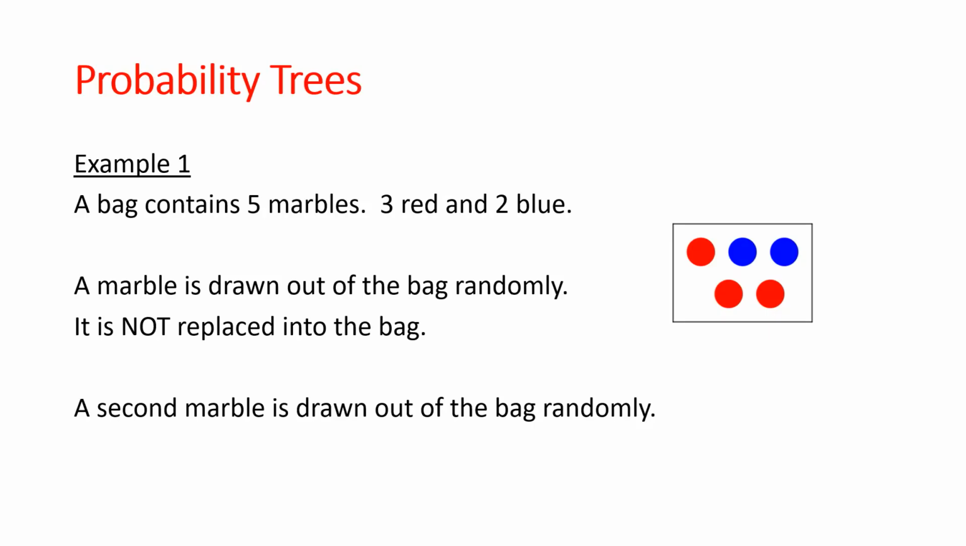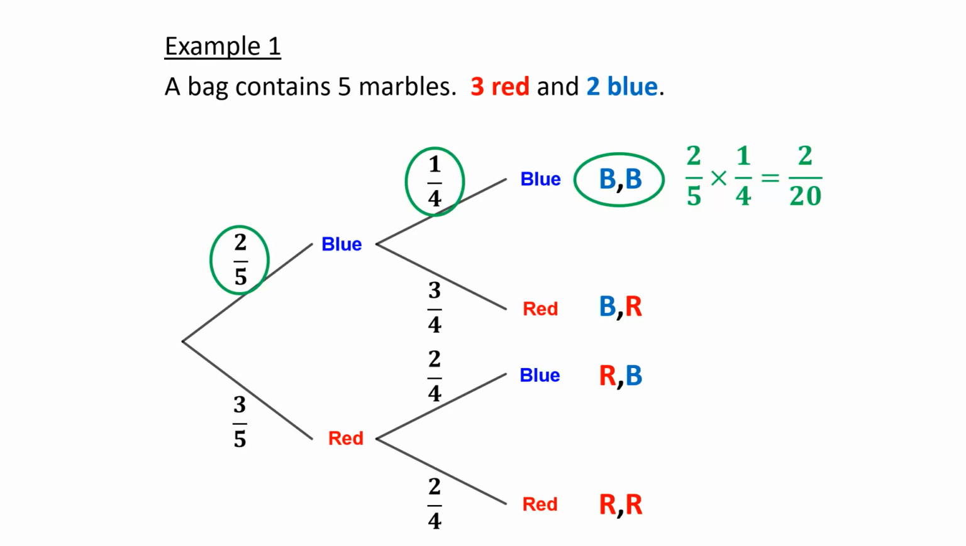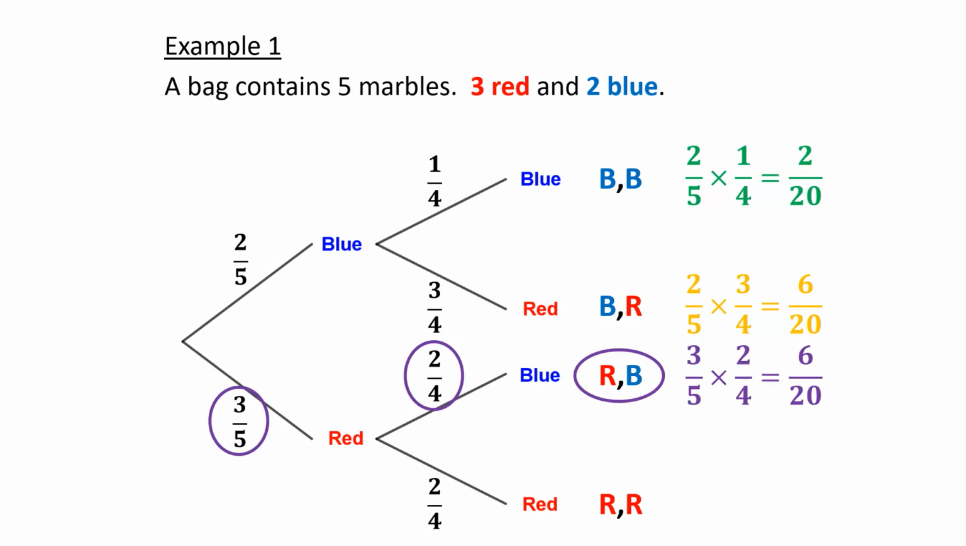Right, into example 1, and this is the example we looked at in the last video where we had 5 marbles, 3 red, 2 blue. We drew a marble out, we didn't replace it, and we drew a second marble out. Here's the probability tree we set up in our last video. There were 4 outcomes, and to work out the probability of each outcome, we multiplied each of the branches to work out the respective probabilities.